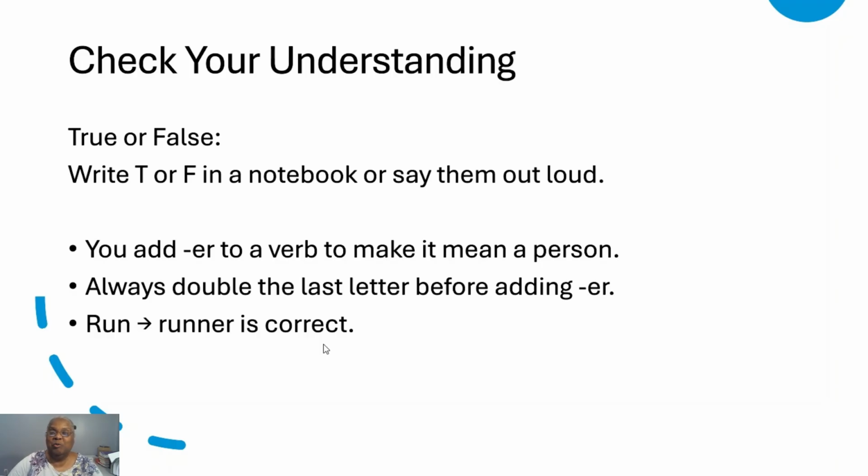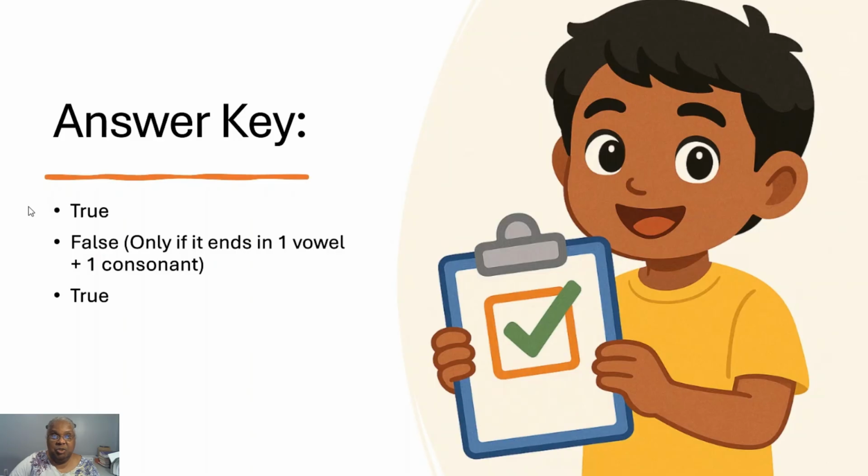Please pause the video to work at your own pace. The answer key will follow. The first answer is true. The second answer is false. You only double the last letter if the word has one vowel and one consonant at the end. And the last answer is true. Great job.